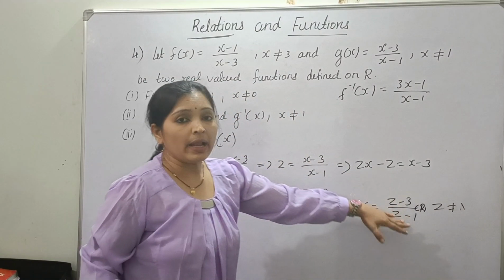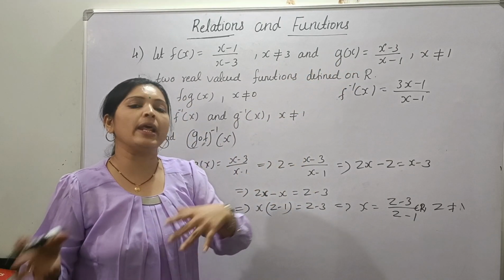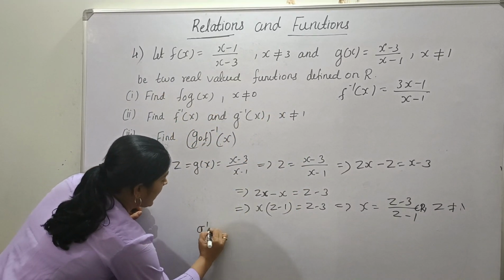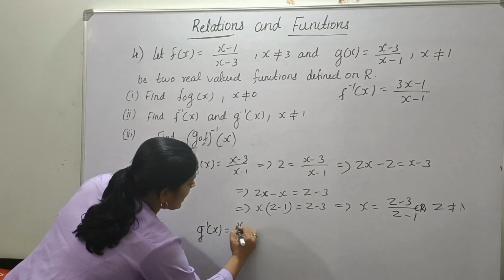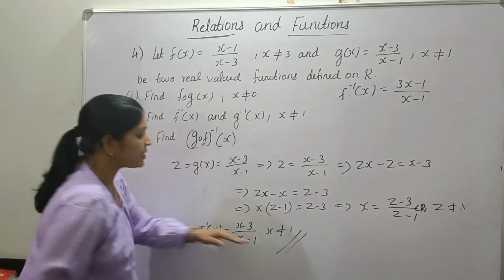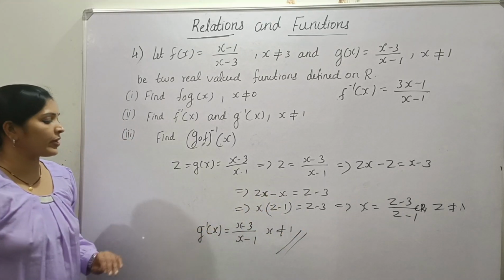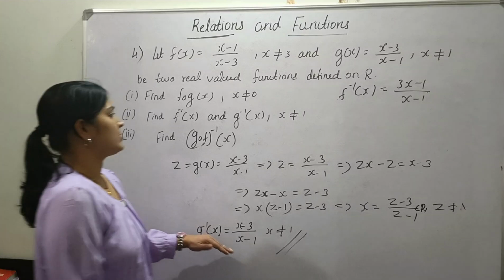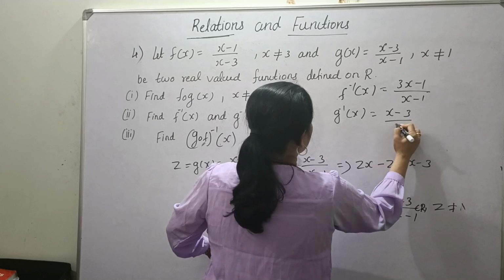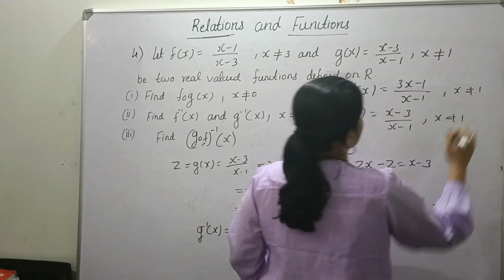Hence, it is an element of the domain of the function g, and g inverse of x is also an element from the domain, right? Therefore, here also we can write g inverse of x is equal to x minus 3 divided by x minus 1, x not equal to 1. If x is equal to 1, it will not be defined. So we should write x not equal to 1. So g inverse of x is x minus 3 by x minus 1, x not equal to 1.